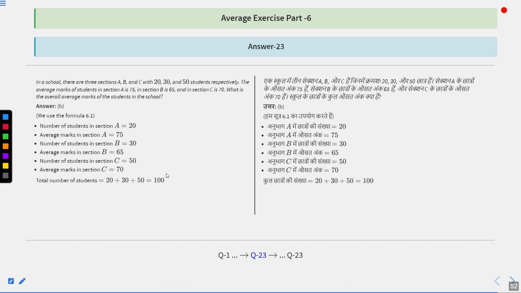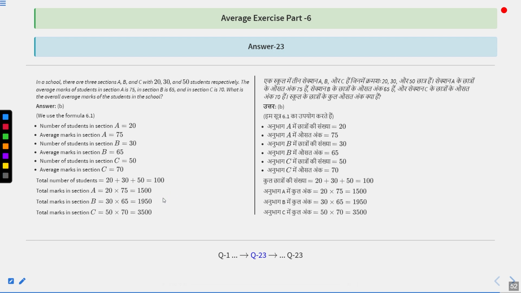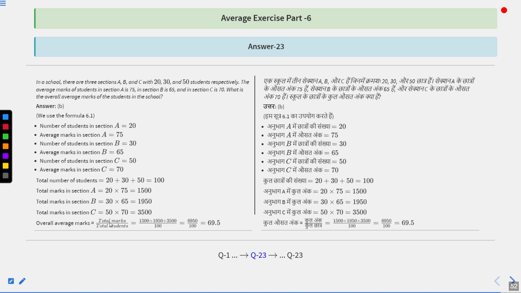So the total number of students becomes 100 and the total mark in section A will become 20 into 75, which is 1500. Same way, the total mark in section B is 30 into 65, which is 1950. Same way, the total mark in section C becomes 50 into 70, which is 3500. So the overall average mark becomes total mark upon total students. So when we calculate it, we get 69.5 as the average. Clear? So B is the correct answer.